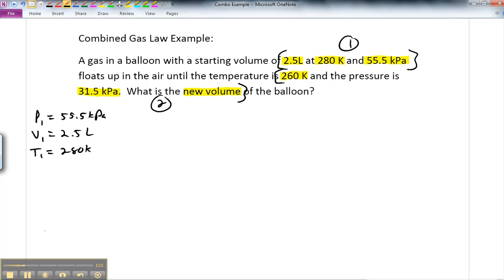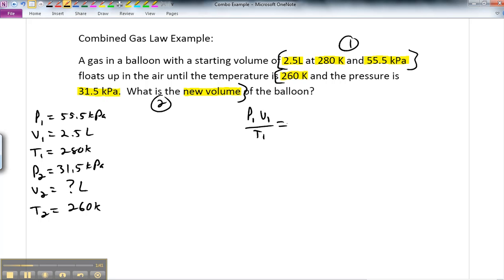And now let's assign the values for the second group. P2 is 31.5 kPas. V2 is question mark. And then T2 is 260 Kelvin. All right, so now let's plug it into our formula.